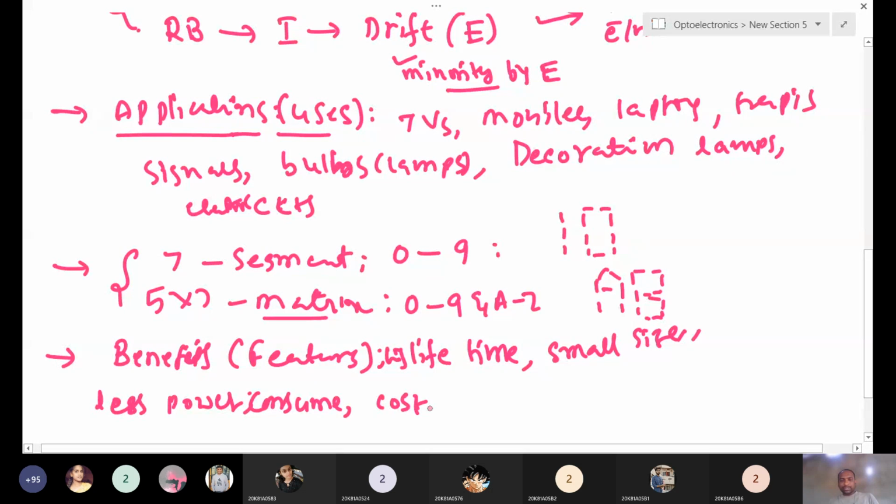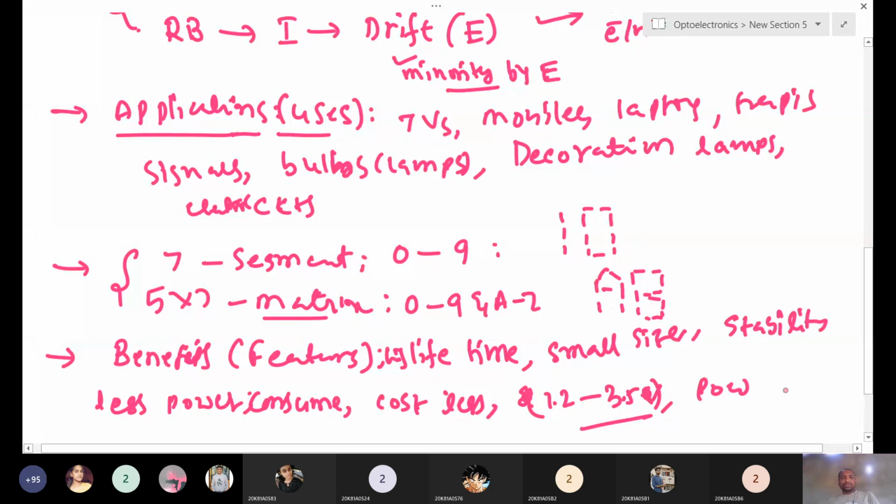Operating voltage is like 1.2 to 3.5 volts. Less voltage, and stability and power are also good. It will generate good power. These are a few benefits, and that's why we are using LEDs in very regular applications. So these are the topics of LED.